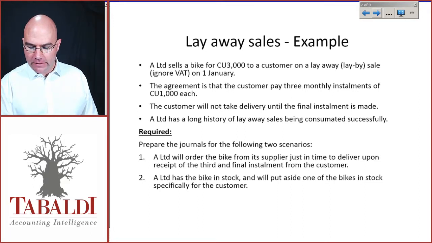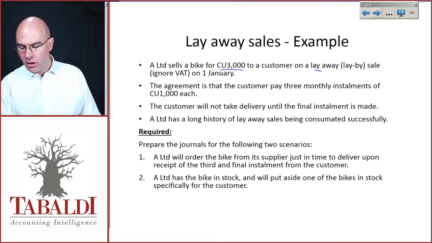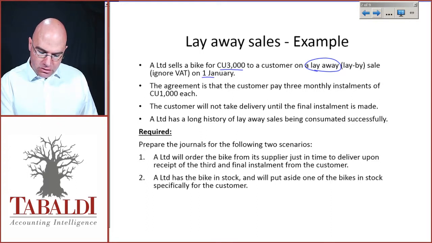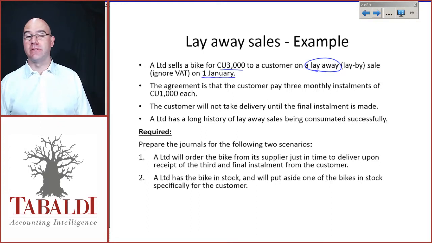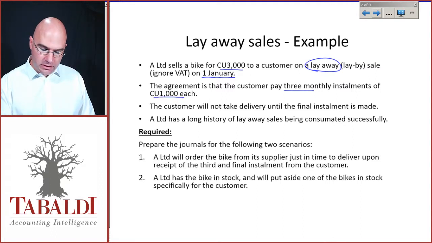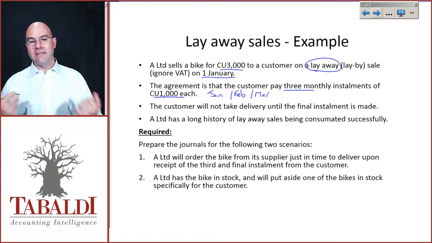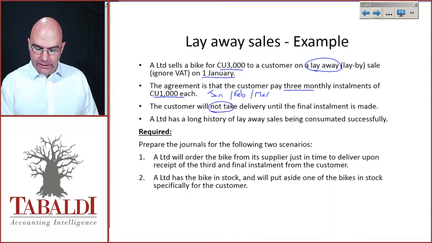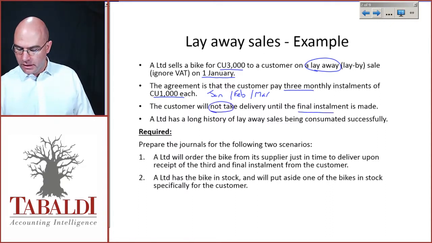A Limited sells a bike for $3,000 to a customer on a layaway or lay-by sale. The date of this transaction or this agreement is 1st of January. The agreement is that the customer will pay 3 monthly installments of $1,000. So at the end of January, February, and March, you as A Limited will receive $1,000. The customer will not take delivery until the final installment. Therefore, this will definitely be a layaway.